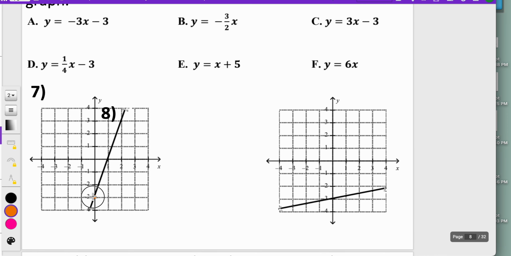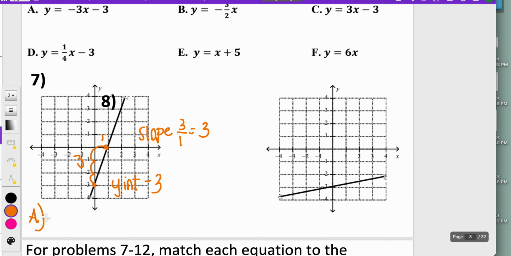So I'm going to start here with number 7. My y-intercept is negative 3, and my next perfect point I'm seeing is here. So that's rise 1, 2, 3 over 1. So my slope is 3 over 1, which is just equal to 3. So that's going to give me letter A.